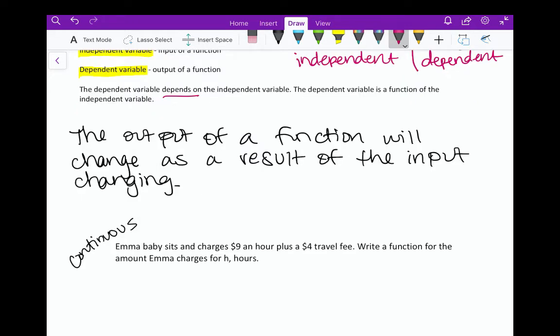The output of a function will change as a result of the input changing. So if you think about a graph, if this is time and this is temperature, as the time changes, so in the morning the temperature is not as hot, but as the time gets to noon, the temperature is going to rise, and then at some point the temperature may level off, and then it'll start to drop. Again, the time is what's affecting the temperature change. So the output depends and changes as a result of the input changing.